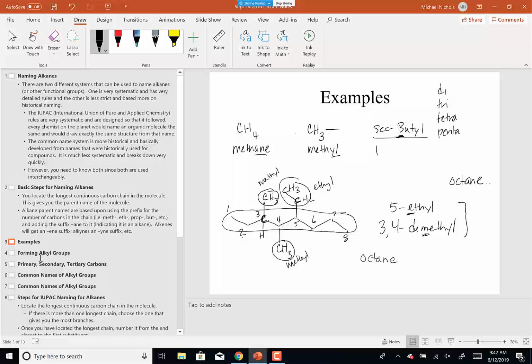What about isopropyl? Well, since there's no hyphen, and since it's all one word, anything that is all one word is going to be alphabetized on the first letter. So isopropyl, being all one word, is going to be the I.